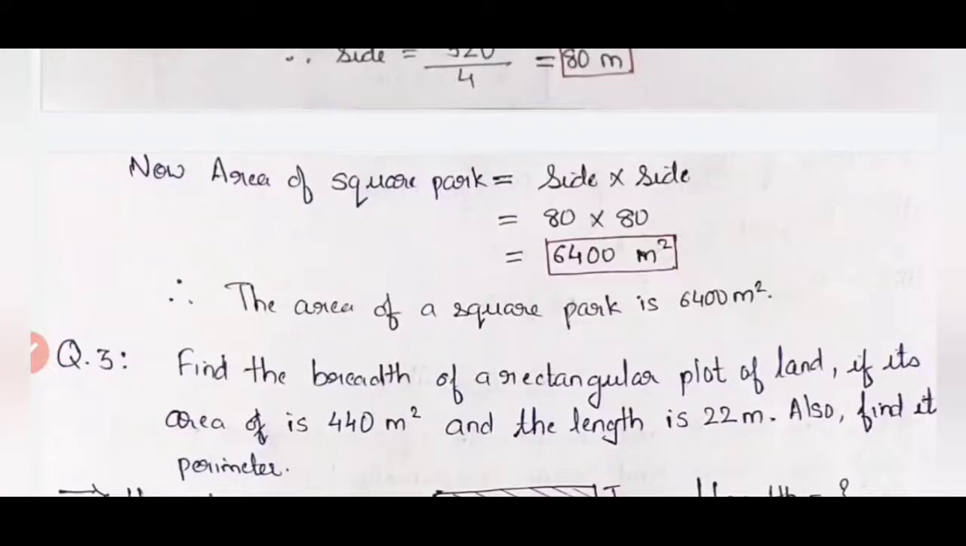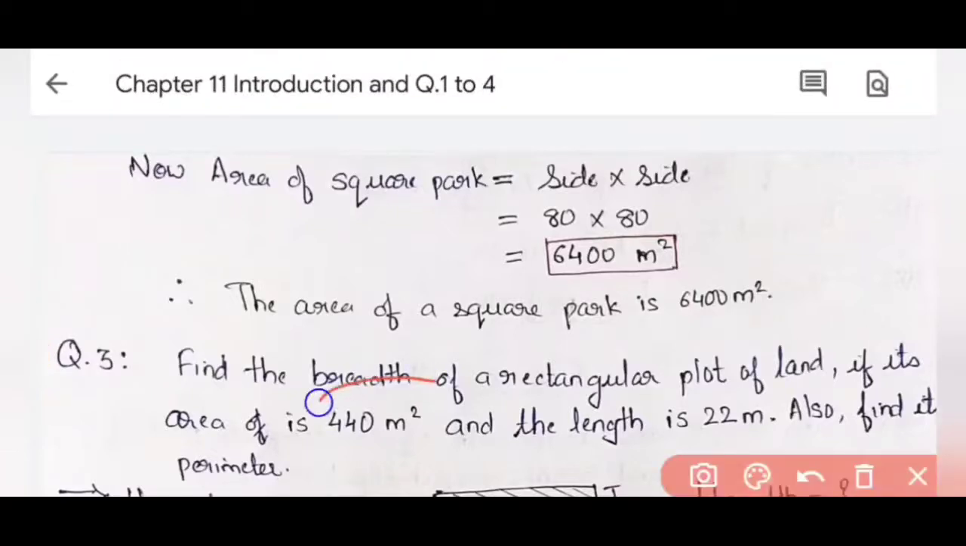It says find the breadth of rectangular plot of land if its area is equal to 440 meter square and length is 22 meter. Also find its perimeter. Here we are supposed to find two things. First is breadth and the second is perimeter. Now to find perimeter, I will need breadth and length so that I can put it in perimeter's formula and find out the perimeter. But the problem is I don't have breadth.